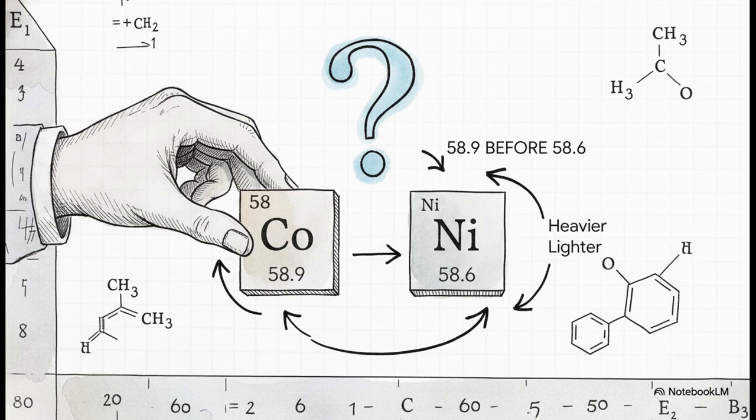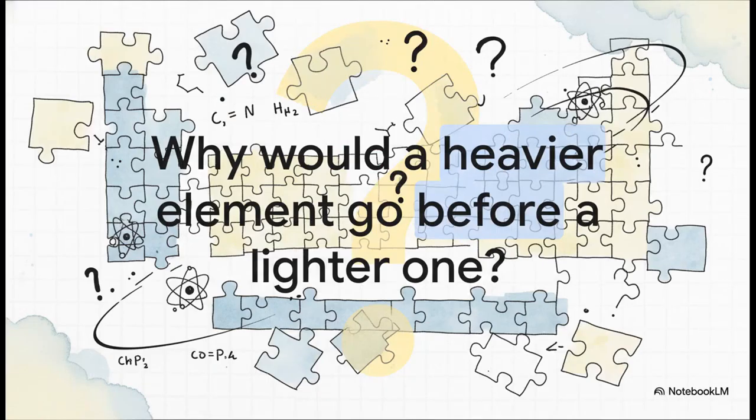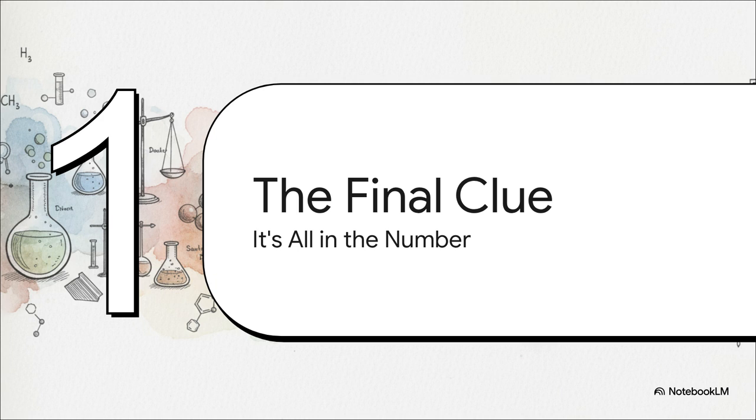But why? This created a huge puzzle. I mean, if the whole organizing principle was atomic weight, why were there exceptions? Was the entire periodic theory flawed, or was atomic weight just not the right key after all? The final piece of the puzzle, the true master key, well, it wouldn't arrive for another 40 years. But when it did, it would resolve every single one of those lingering contradictions.